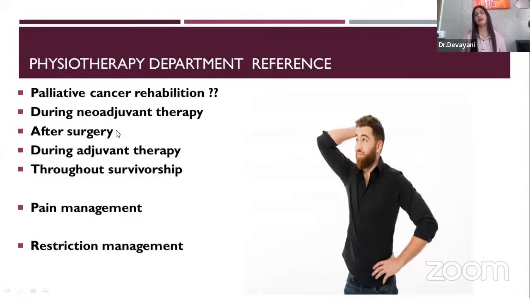Yes, we have a role after surgery. That means immediately after surgery to long term after surgery. Then during the adjuvant therapy, that is after the surgery when the chemo and radio is given, we play a very important role in that. Throughout the survivorship, yes, because for 6 years there is a high risk of comorbidities. Then there is a lifetime risk of developing lymphedema. So throughout the survivorship of these patients, we play a very important role. And these patients are mostly referred to us for pain management, restriction management, that is range of motion management, and secondly, lymphedema management.